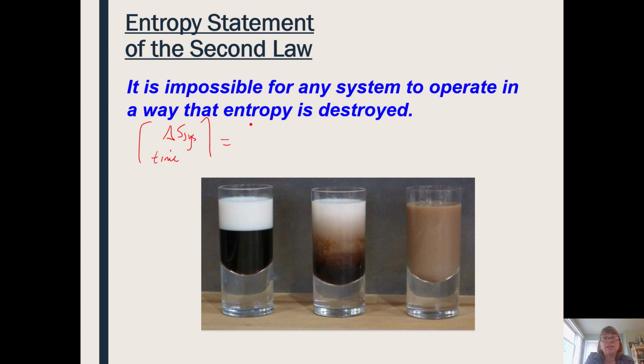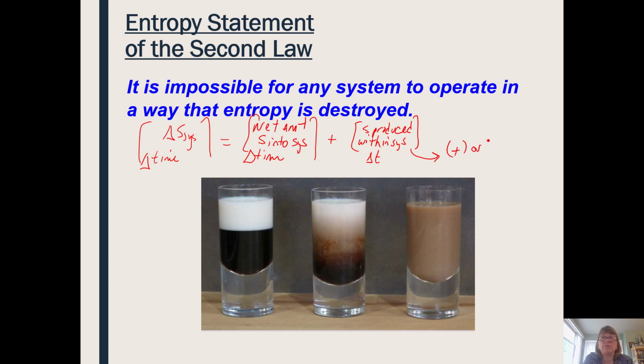We cannot destroy entropy. So when we look at the entropy change of our system over some time interval, this is equal to the net amount of entropy transferred into the system over that interval, plus the entropy produced within the system over that difference in time. This entropy production term can never be negative. It can either be positive or equal to zero. It's never negative. We cannot destroy entropy. So the system itself has irreversibilities. We cannot go from something totally mixed to two separate liquids again.